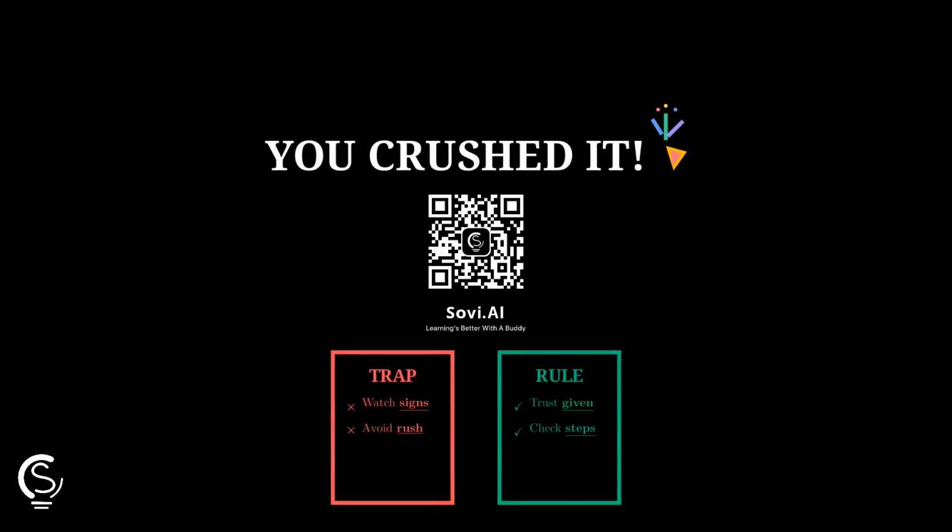Well done! Option B. Scan now, watch signs, avoid rush. Trust the information and check the steps, because unemployment above the natural rate signals recessionary.